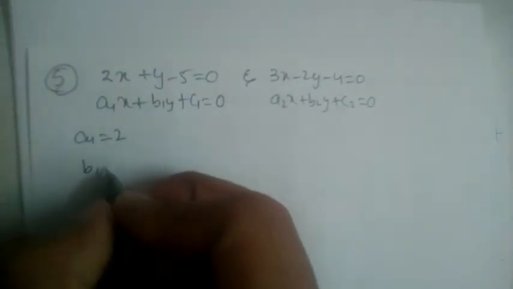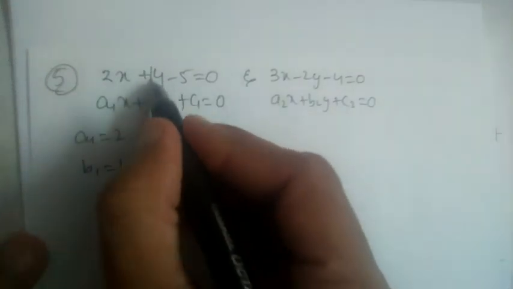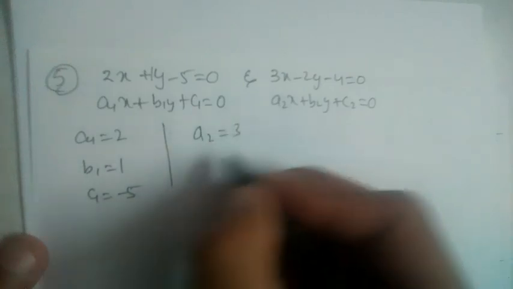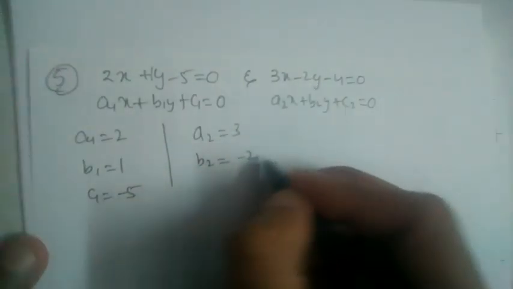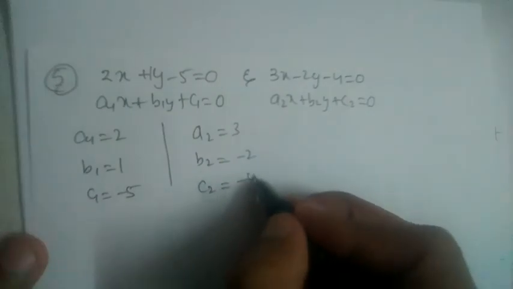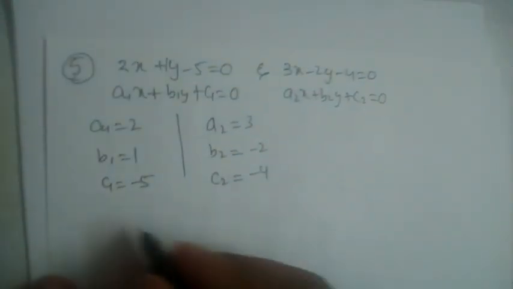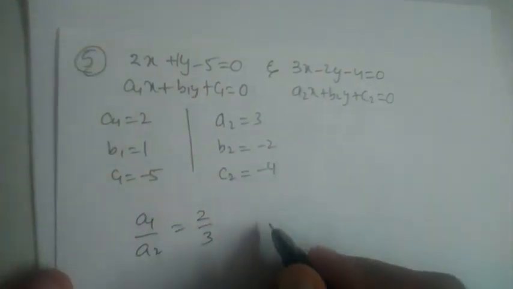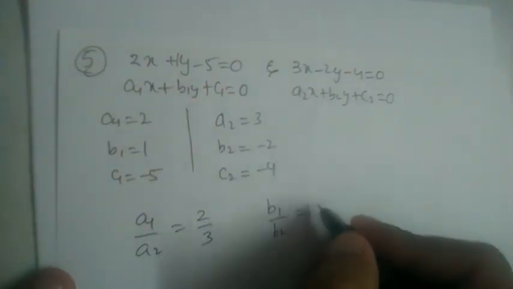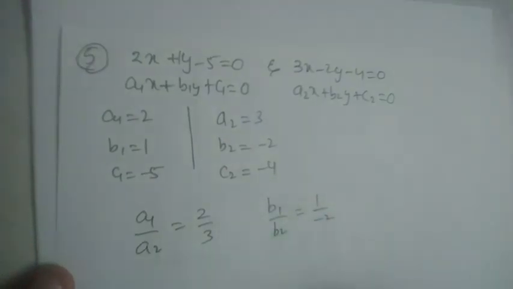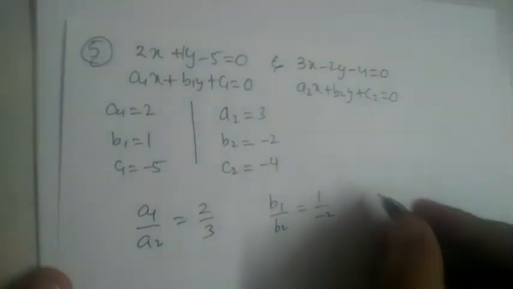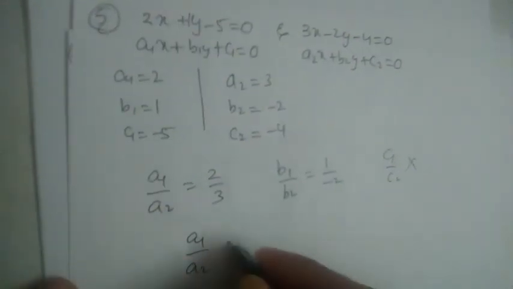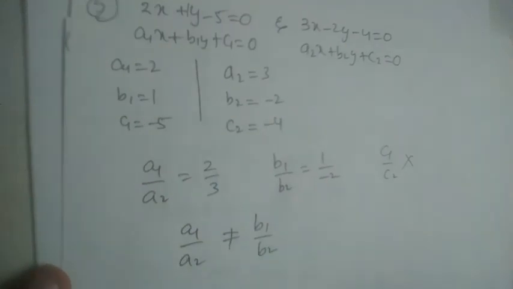a1 is equal to 2, b1 is equal to 1. Okay, c1 is equal to minus 5. a2 is equal to 3, b2 is equal to minus 2, c2 is equal to minus 4. All right, so let us divide. a1 divided by a2, this is 2 by 3. b1 divided by b2, 1 by minus 2. So these two are not equal, right? So we need not worry about c1 by c2 at all. Okay, so a1 by a2 is not equal to b1 by b2.